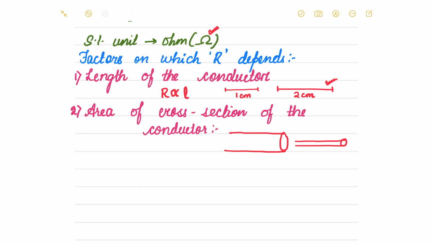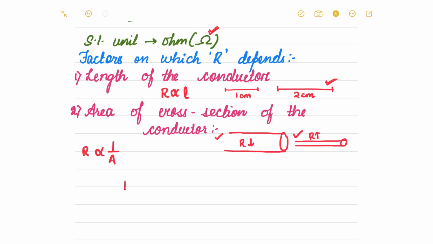Now R also depends upon the area of cross section of the conductor. R is inversely proportional to area of cross section. So if area of cross section increases, then the resistance decreases. Let us consider that these two wires as shown are made up of the same material and the length is also the same, but their area of cross section is different. So as per our knowledge, if the area of cross section increases, then the resistance decreases. So resistance will be less in the first case and more in the second case. In this way, resistance of a conductor varies.